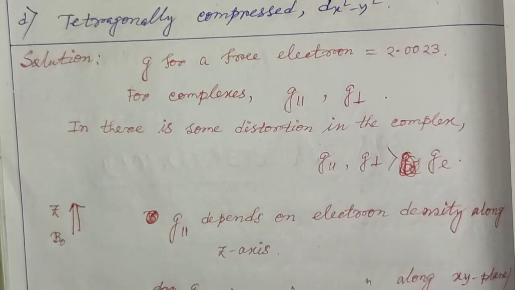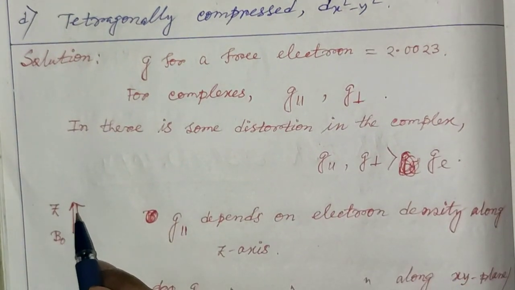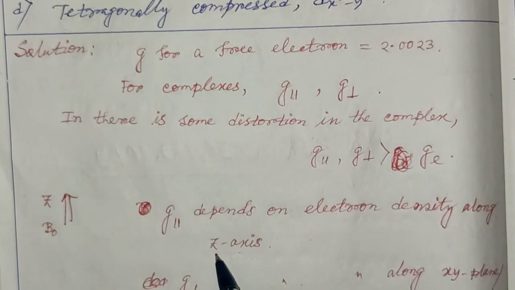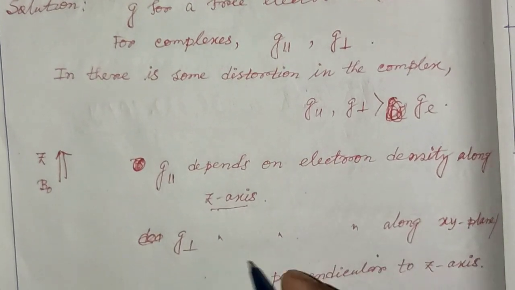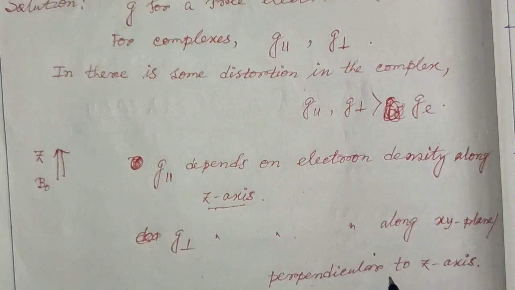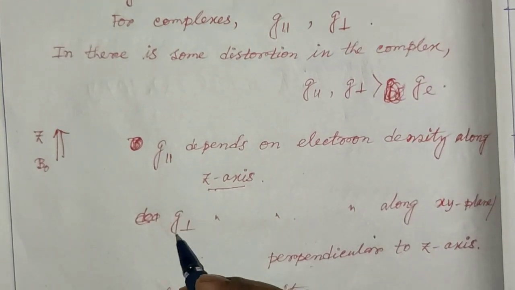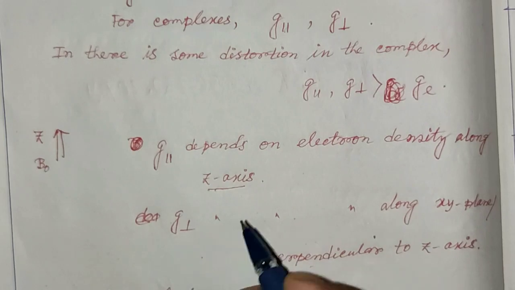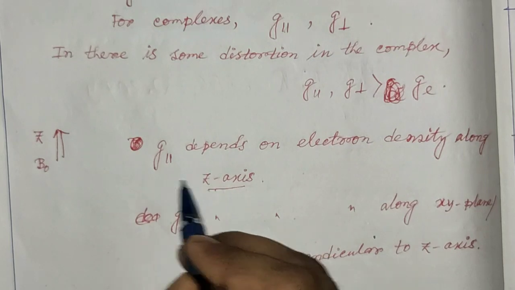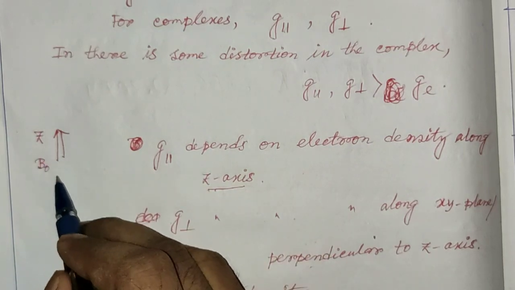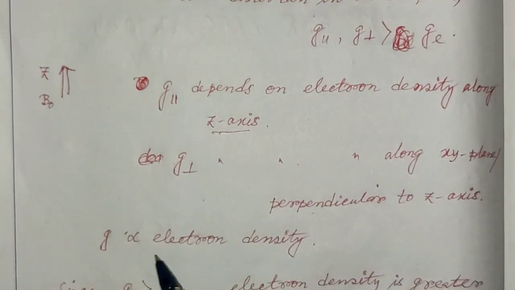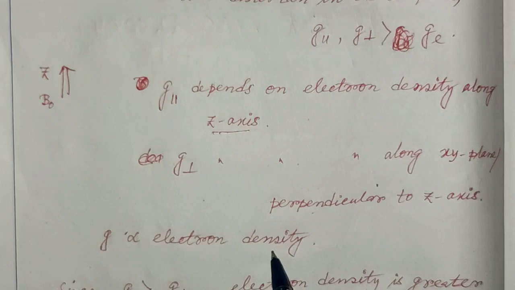If the applied magnetic field is along Z axis, then g parallel depends on the electron density along the Z axis, and g perpendicular depends on the electron density along the XY plane, that is perpendicular to the Z axis. And g parallel is along the Z axis, that is along the applied magnetic field. That is, the g factor is proportional to electron density.